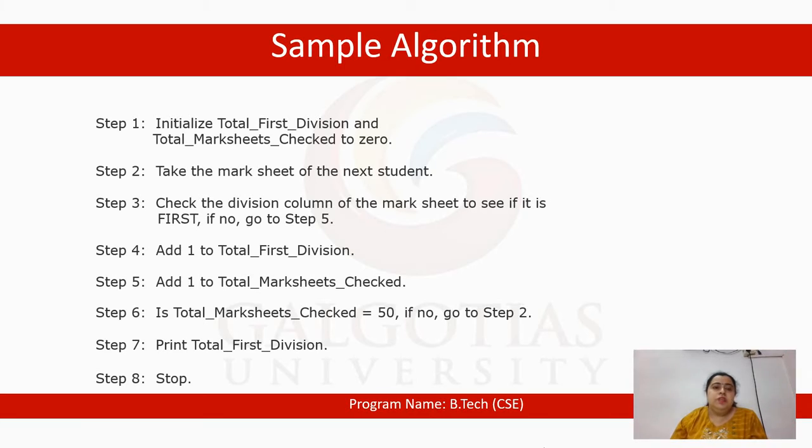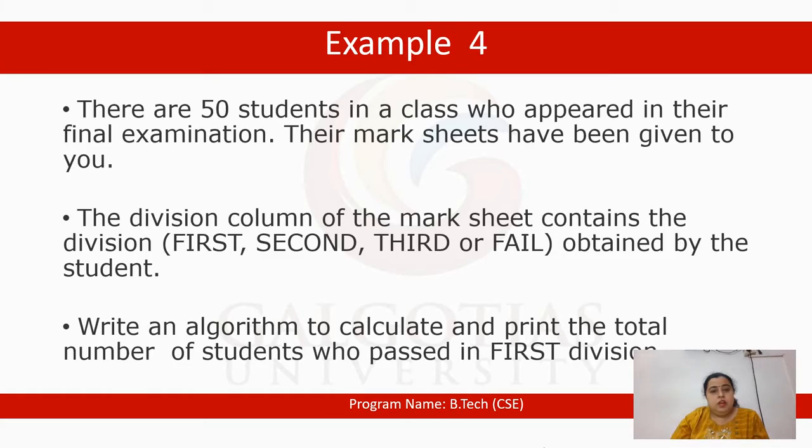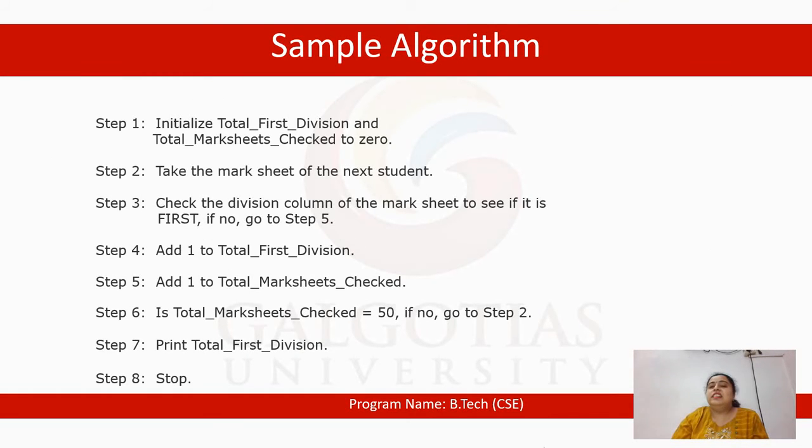Step 1 is start. Now what we need to do is initialize total first division and total mark sheet checked to 0. So we are taking two variables. Look, in the earlier examples, I have used a variable and put equal to. Now it is not necessary that you always write in this way. You may write the algorithm in a statement form also. So this is an algorithm in statement form. There are many ways of writing it. You must understand the different types. You may write it in this way also.